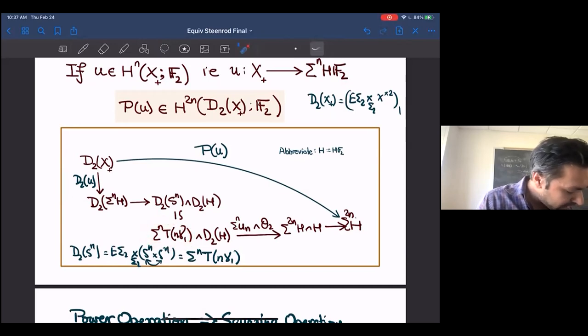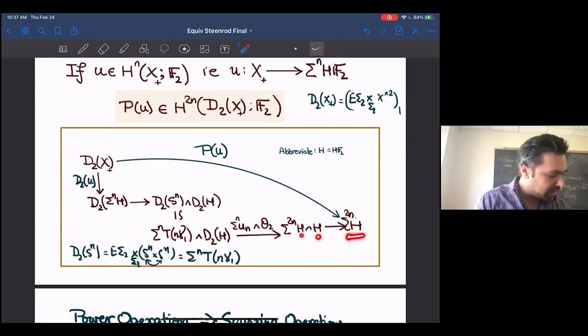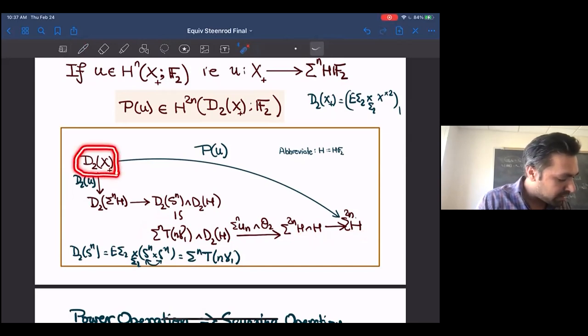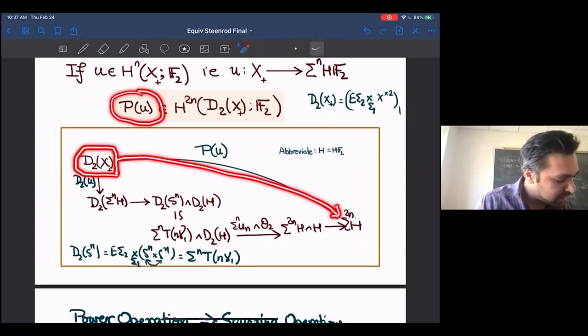So now I can use the n-fold suspension of the Thom class of n gamma 1, along with the map that I get from the E infinity structure of the Eilenberg-MacLane spectrum, to land in suspension 2n of H smash H. And then I use the multiplication on H to give us a map from the second extended power of X to the 2nth suspension of H, which is nothing but this class in degree 2n.